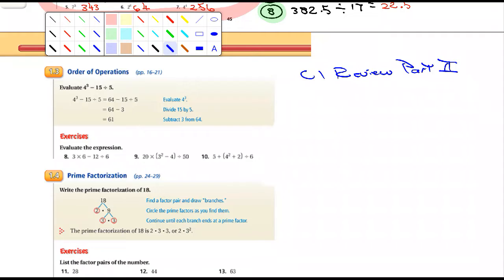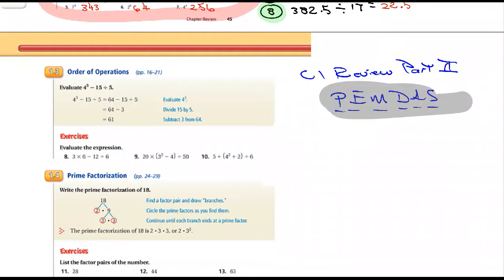And so the first thing is parentheses. All right? Exponent, multiplication, division, addition, subtraction. Parentheses, exponents, multiplication, division, addition, and subtraction. Okay, that's the order that you would do.